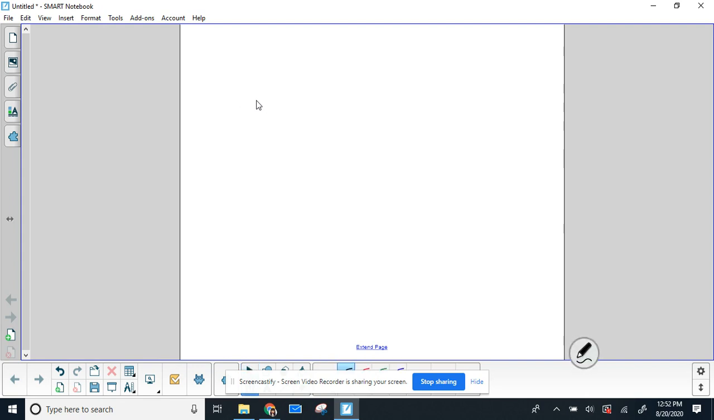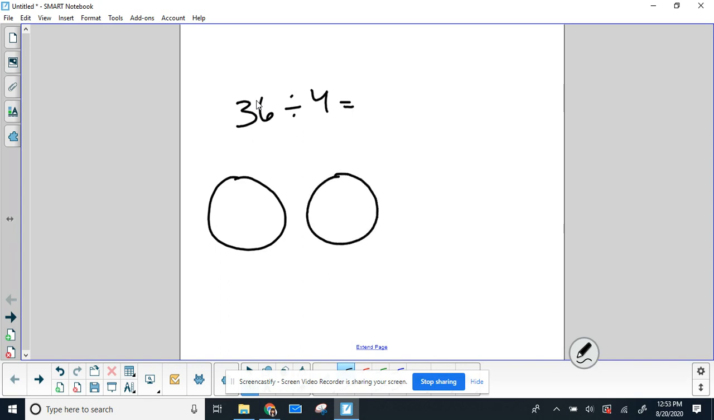So if you wanted to use this for a division problem, here's how that would work. Let's say 36 divided by 4. Again, you would need to make 4 groups. 1, 2, 3. I ran out of room, so I'll go down here. 4. Okay, I got my 4 groups.